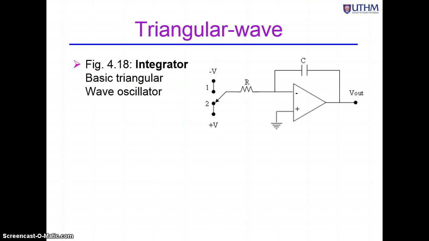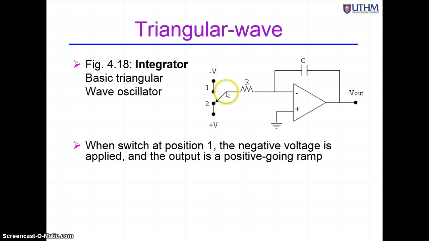Today we'll learn about the relaxation oscillator. This is a triangular wave relaxation oscillator. This is actually an integrator. You have a capacitor over here and a resistor R over here. At the input section, you'll be connecting the switch, and the switch will be in position 1 and position 2. We'll look at what we'll get at the output section.